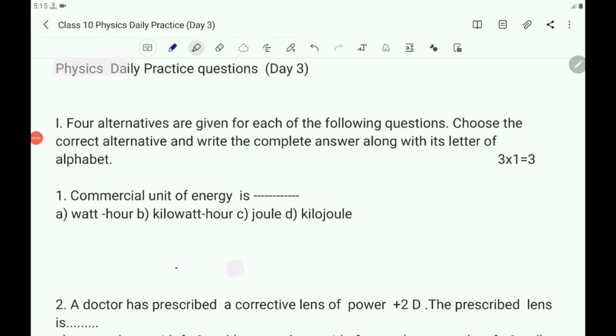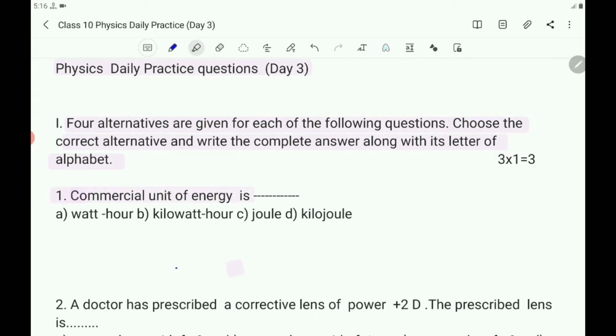Children, these are physics daily practice questions for day 3. Now you come to the first main question. Four alternatives are given for each of the following questions. Choose the correct alternative and write the complete answer along with its letter of alphabet. So what is that first question?